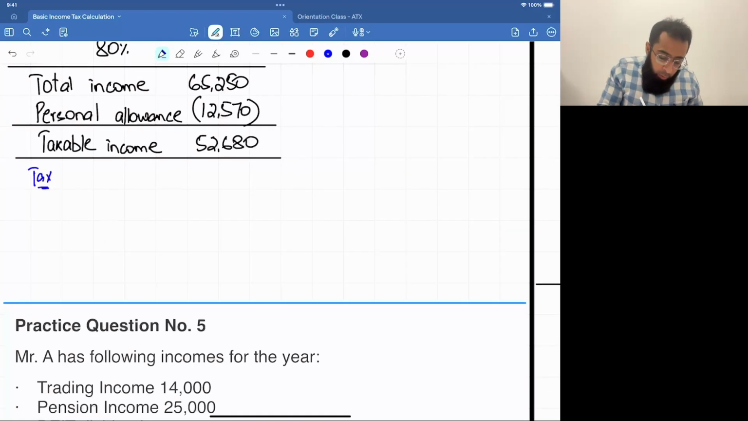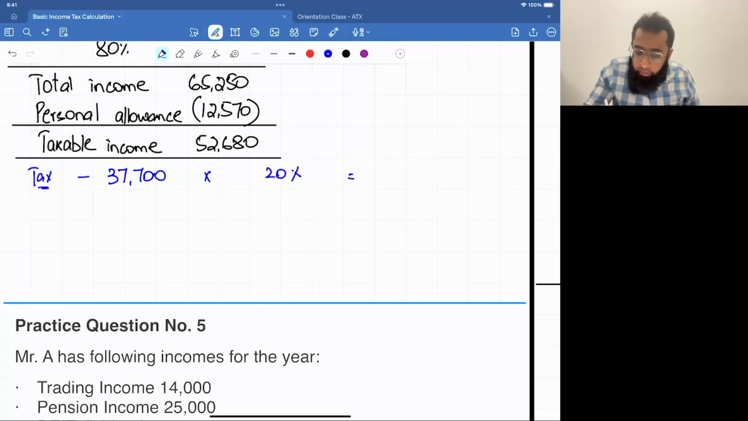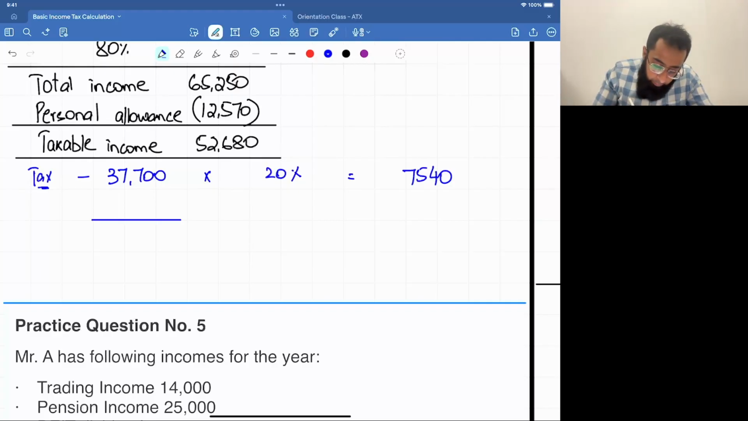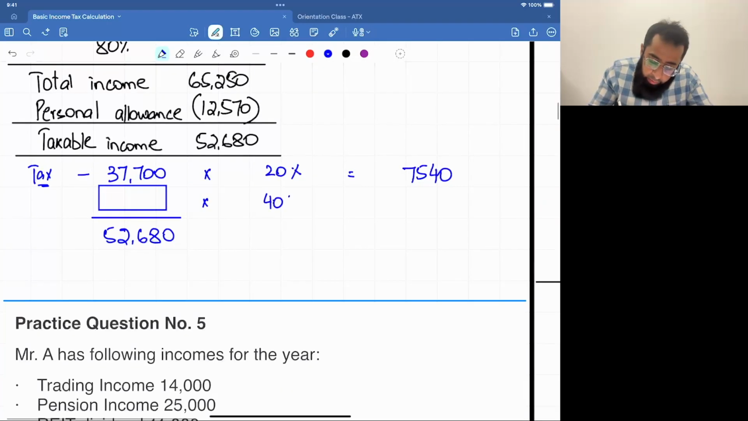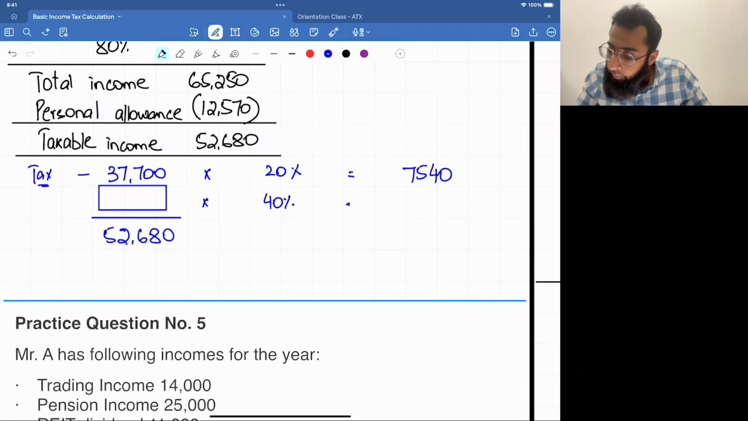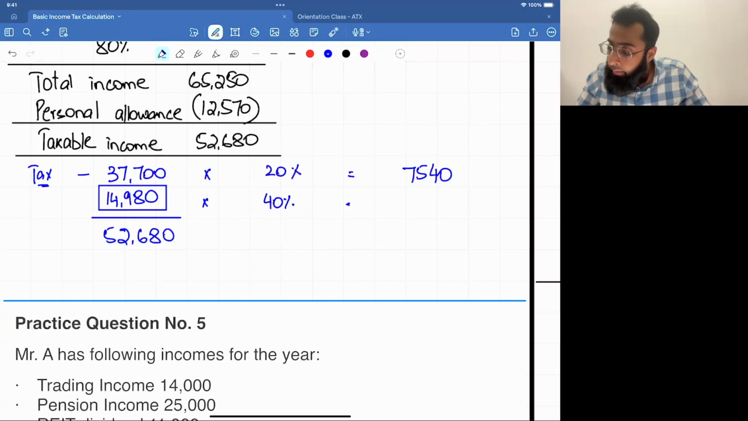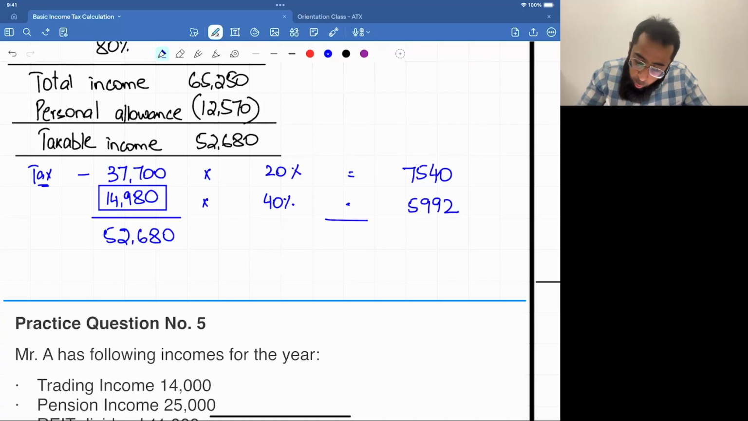Now I am charging tax on it. On the first 37,700, you charge 20%. 7,540. Done? How much is remaining? Let's look at it. 52,680 minus 37,700. So the remaining amount is 14,980. 40%: 5,992. So now your tax is 13,532.